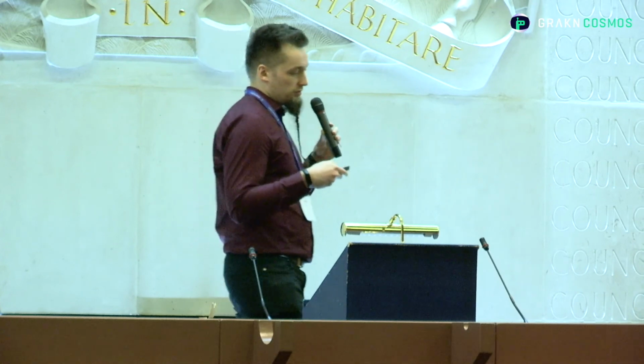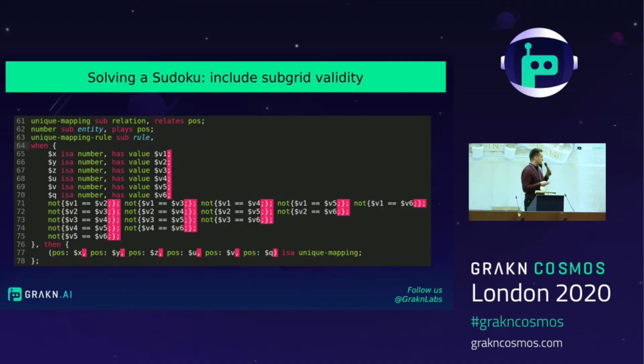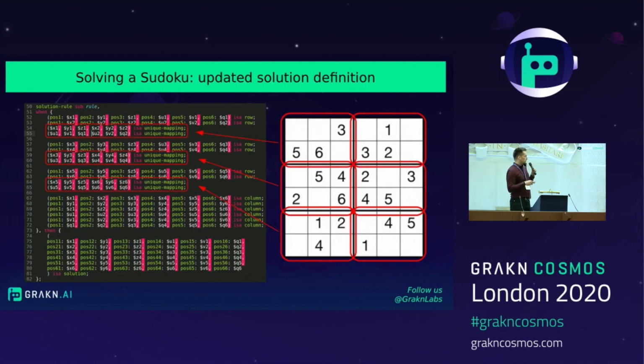So we introduce an extra condition of subgrid validity. We define basically a permutation of numbers where each number is unique. This doesn't look very clean, but that's basically how you define it. So 6 numbers, and we make sure that all of them are different. This is a simple permutation. And now we include it in our original solution rule. We simply add 6 relations, each relation corresponding to a specific subgrid.